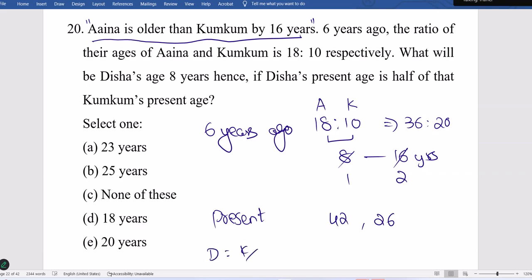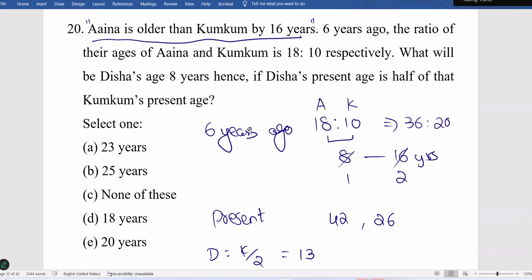Now Disha is half of Kumkum, 13. 8 years hence means plus 8, sorry. 13 plus 8, 21 required. Disha's present age is half of Kumkum's age, then it will be 13. So see that.